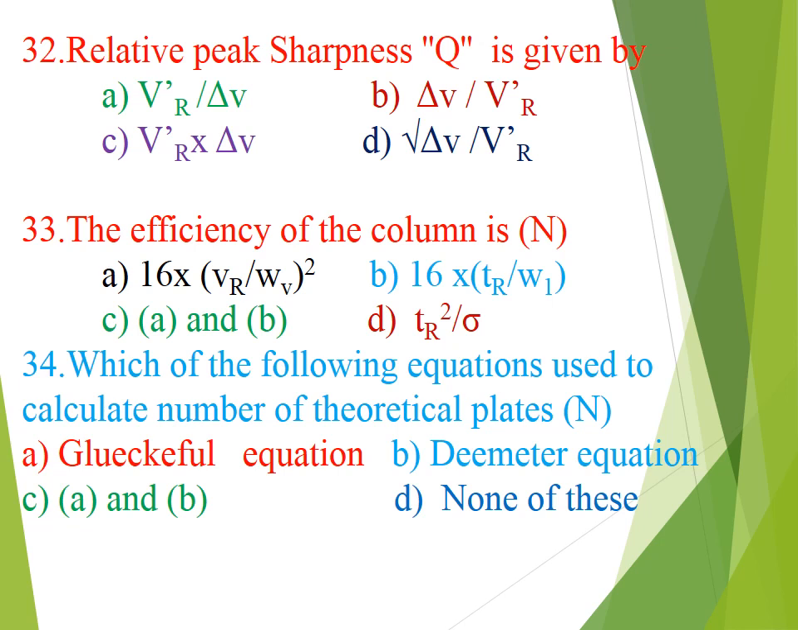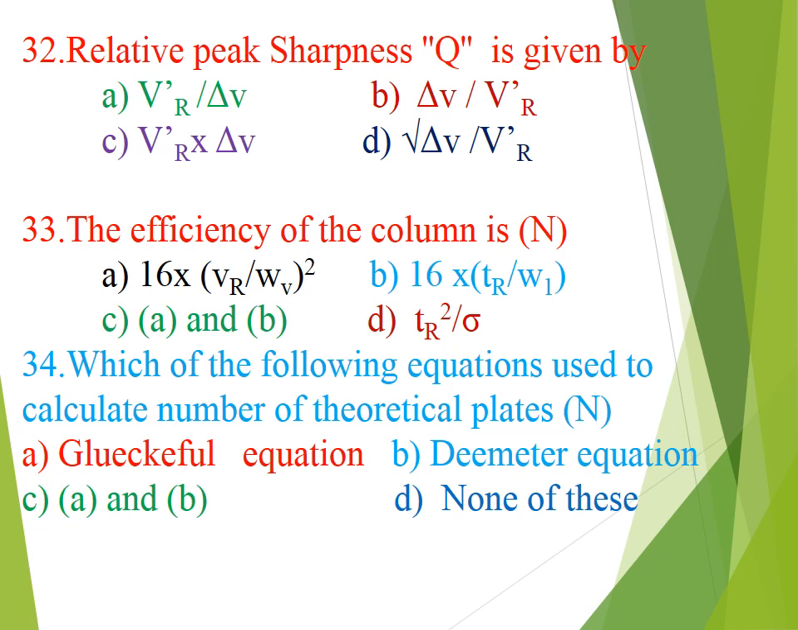33. The efficiency of the column is given by: A. 16 into VR by WV whole square, B. 16 into DR by W1, C. A and B, D. DR square by sigma. The correct answer is C, and this is a very important question. This question is repeatedly asked in the PGDRP as well as in Polytechnic.